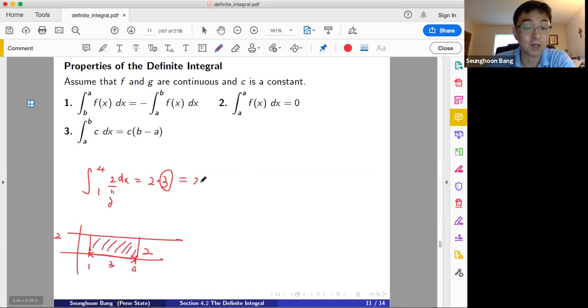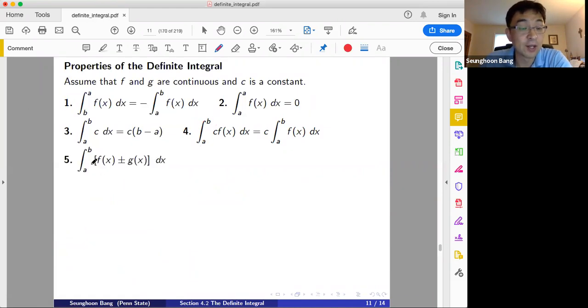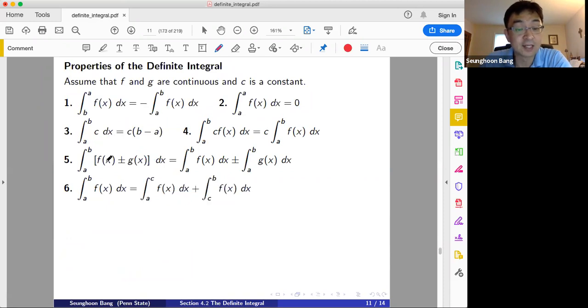So we have 2 times (4 minus 1). This is always true: the constant c times upper limit minus lower limit. This is true. Here, always take out c. Take out c. This is possible. The summation or difference of two functions, only then distribute the integral. This is possible.